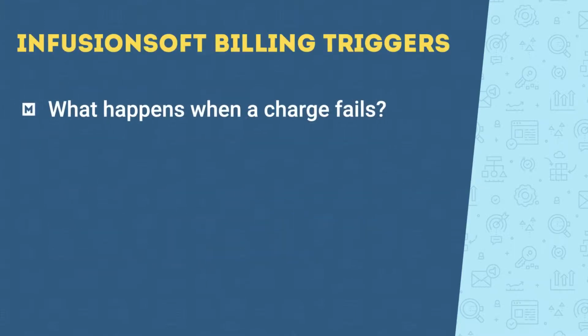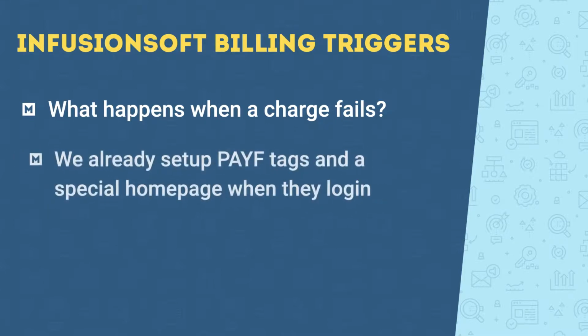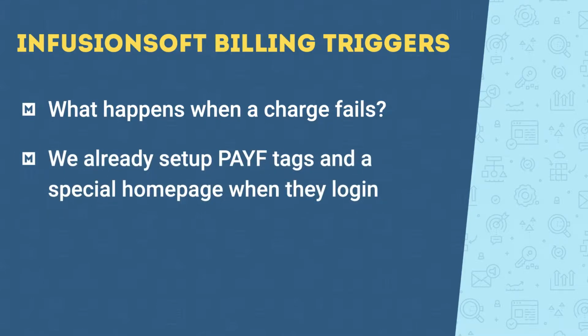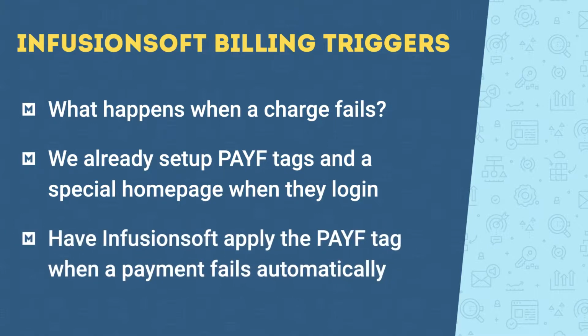So let's move on to the next step, and that is Infusionsoft billing triggers. So what happens when a member's payment fails? What happens when the charge fails? Well, we already set up those payF tags inside of our membership and a special homepage when they log in. That's going to let them update their credit card. So all we need to do is make sure that Infusionsoft can actually apply that tag. So we'll have Infusionsoft apply the payF tag when a payment fails automatically. We don't have to deal with that. Let me show you how that's set up.